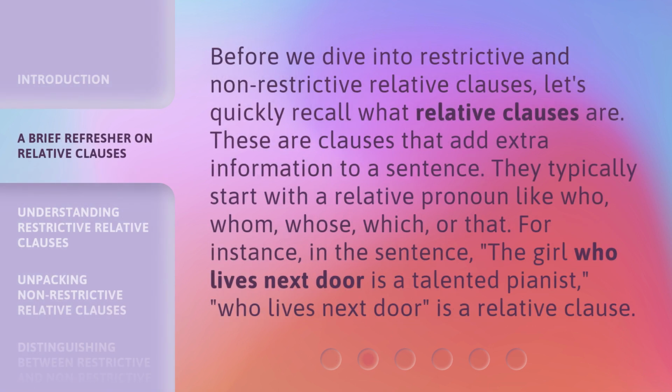Before we dive into restrictive and non-restrictive relative clauses, let's quickly recall what relative clauses are. These are clauses that add extra information to a sentence. They typically start with a relative pronoun like who, whom, whose, which, or that. For instance, in the sentence, "The girl who lives next door is a talented pianist," "who lives next door" is a relative clause.